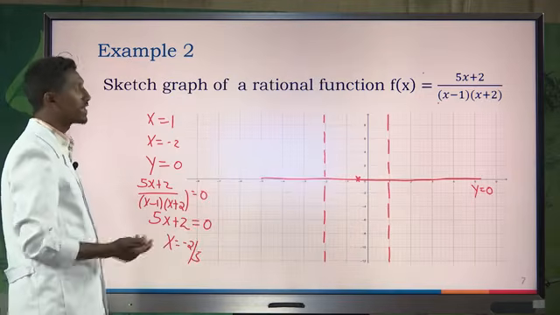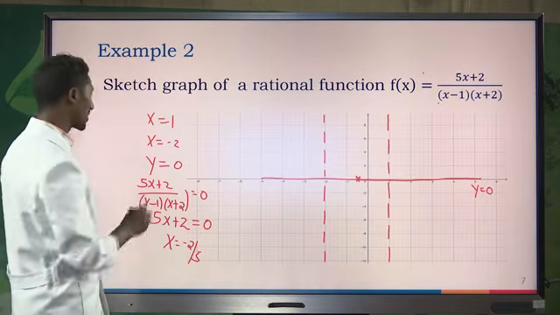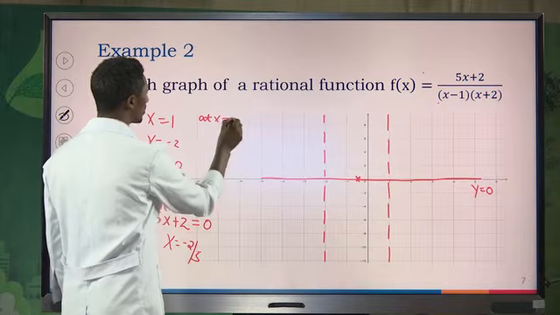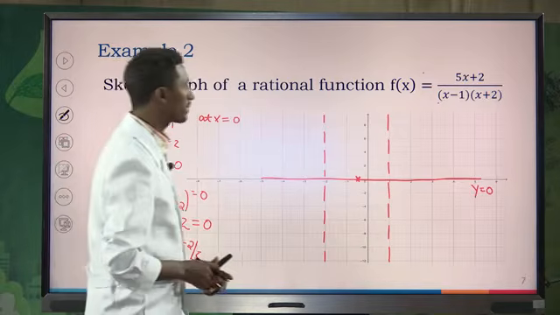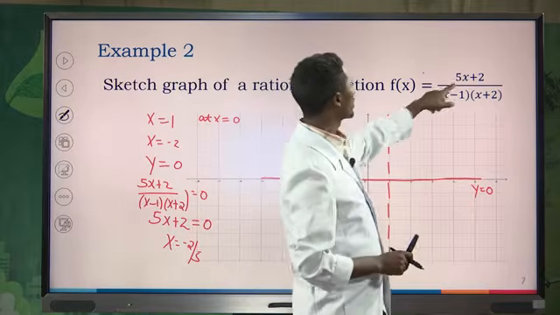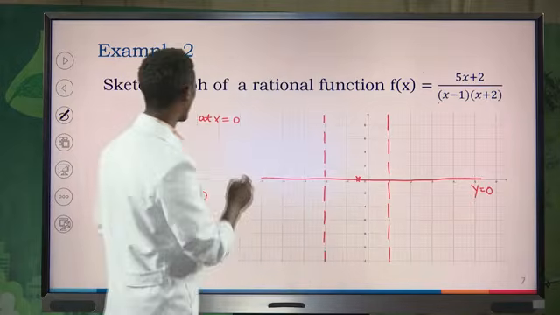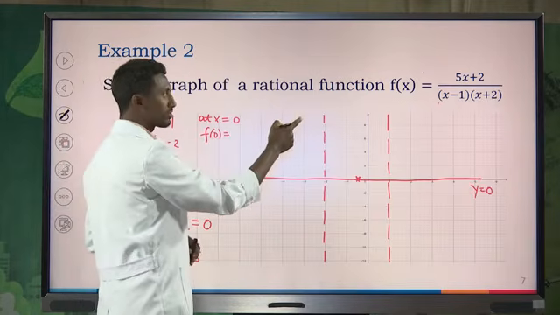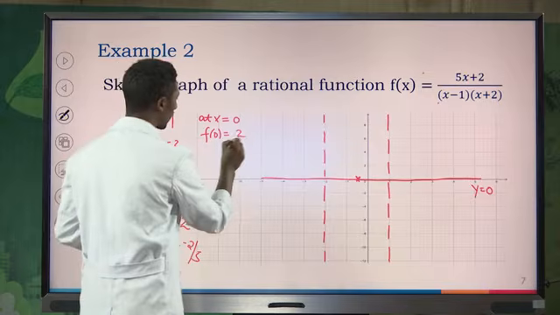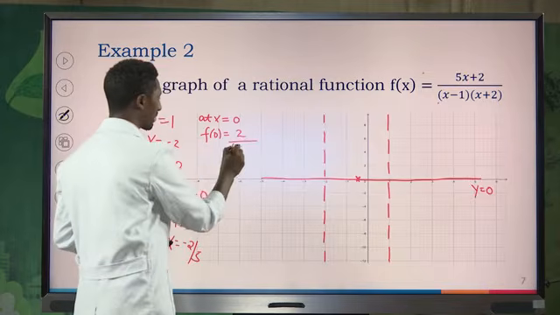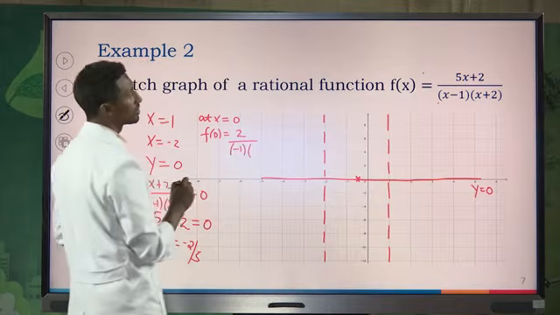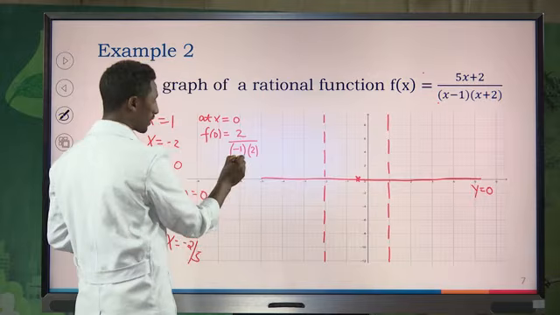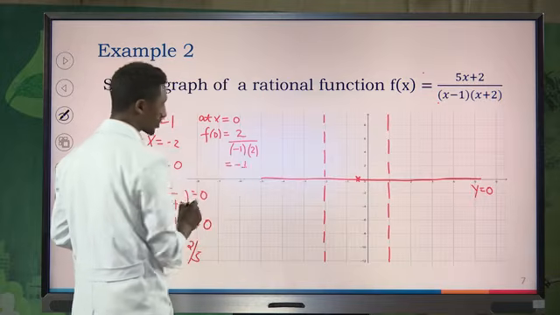And what is the y-intercept of the function? The y-intercept is at x equals 0. So what will happen if we substitute x equals 0? f of 0, that is the y-intercept, equals 5 times 0 plus 2, that is 2, over 0 minus 1, which is minus 1, times 0 plus 2, which is 2. So the value of this, that's 2 over minus 2, equals minus 1.